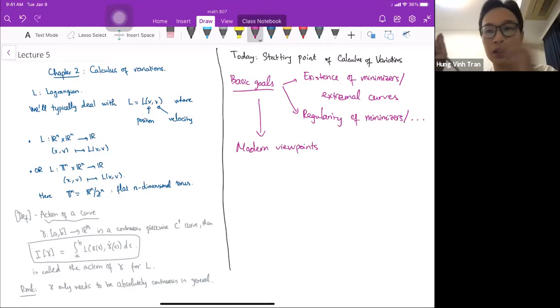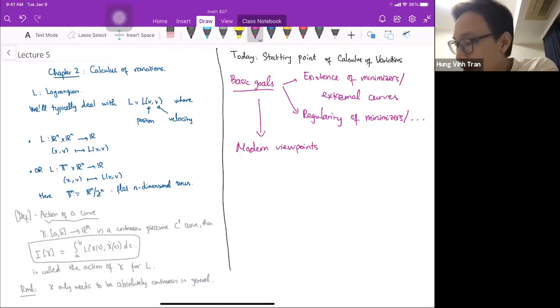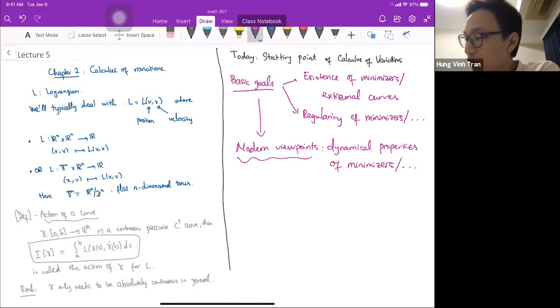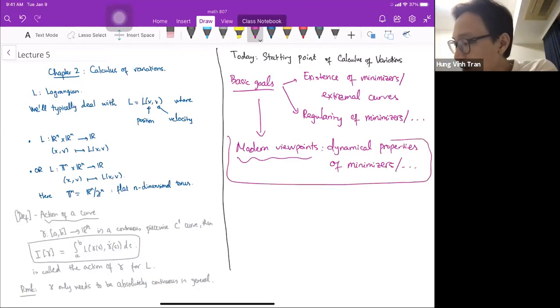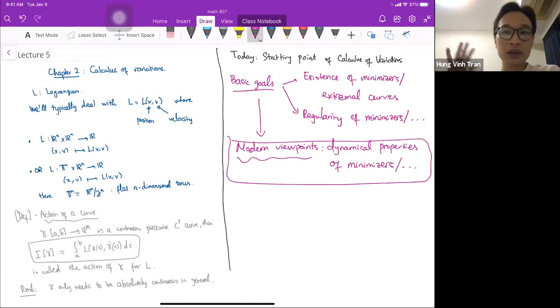of calculus of variations, the classical viewpoints are only concerning those, existence and then regularity. Sometimes you might have uniqueness, sometimes you might not have it. But then the modern viewpoint is going to be about the dynamical properties of minimizers or extremal curves. So those are going to be more of our focus, but because we're going to do it from the beginning, I'm going to take it slowly. I'll explain to you what I mean by that.